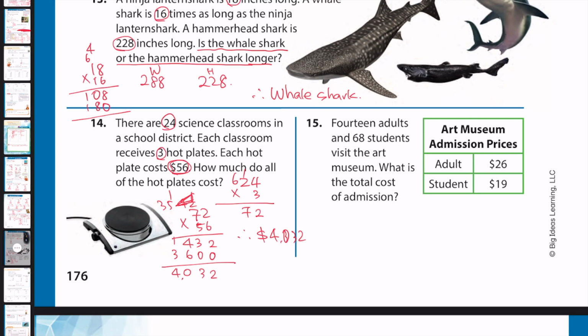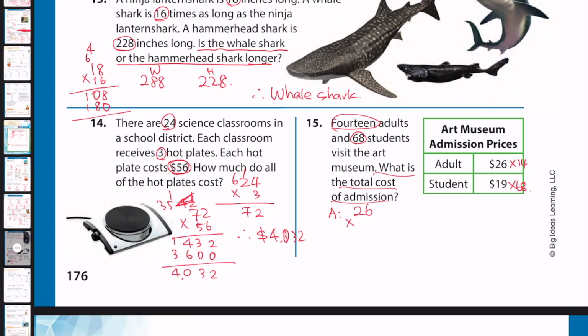Okay, they spent that. Last question. 14 adults, okay, and 68 students visit the art museum. What is the total cost of admission? Okay, so how many adults? 14, and 68 students. What is the total cost of admission? Okay, now let's find out. I'm going to find the adults' admission fee plus the students' admission together.